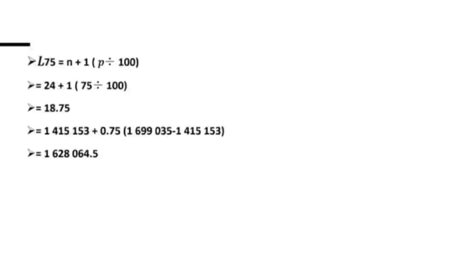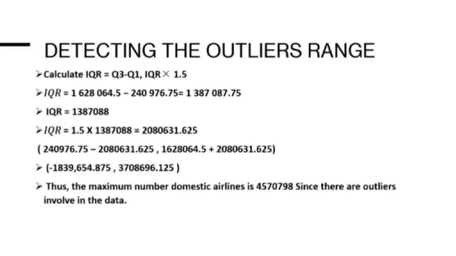18.75. This means that the 75th percentile is located 75% of the distance between the 18th and 19th observation, and I get the third quartile, 1,628,065. For the outlier range, I use this formula to calculate the IQR and to find the lower limit and upper limit. So I will subtract them and then I get 1,387,087.75.